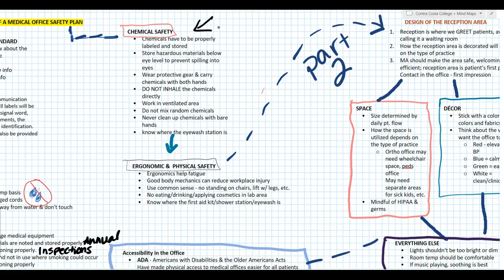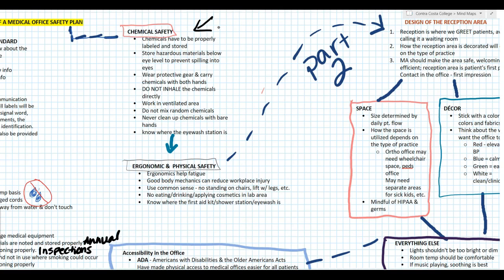We want to make sure that we're wearing protective gear and carrying chemicals with both hands so that we don't accidentally have spills. We do not want to inhale the chemicals directly, so hopefully we work in a well-ventilated area so that we do not become overwhelmed by fumes from the chemicals. You want to make sure you do not mix random chemicals. They have chemical reactions when they are mixed with other chemicals, and that can cause some pretty serious fumes. You want to never clean up chemicals with your bare hands.